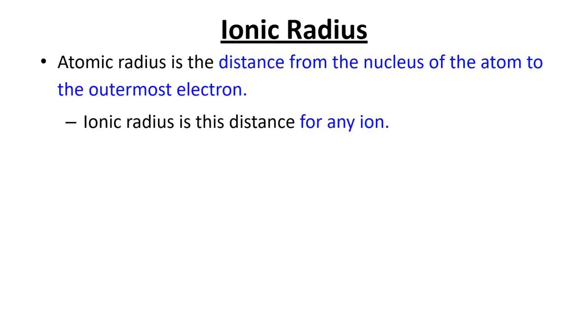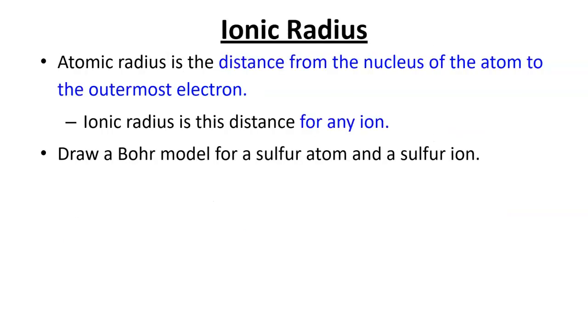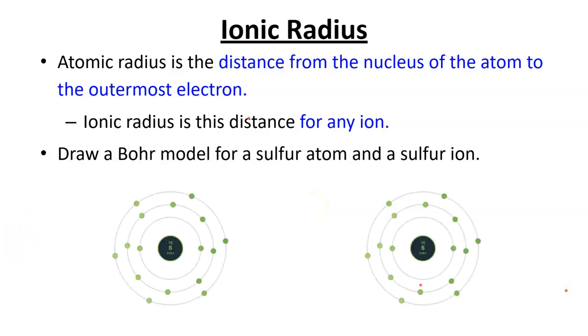Now, we talked about atomic radius, which is the distance from the outermost electron. Ionic radius is the same thing, but for an ion. You draw a Bohr model for a sulfur atom and a sulfur ion. Right now, this is showing just 2 sulfur atoms. To make the second one a sulfide ion, I would have to add 2 electrons in the outermost ring. Now, this would be an S2- ion.